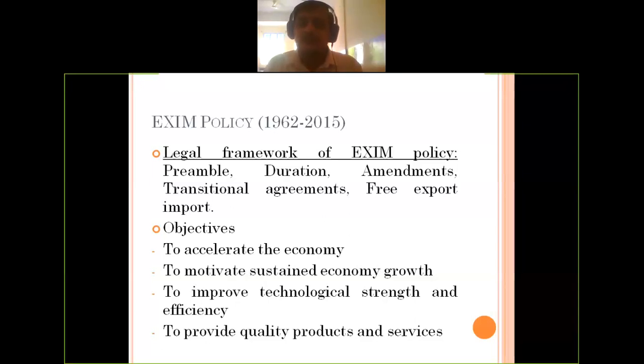The third point is to improve technological strength and efficiency. Very much true. With the help of EXIM activities, our home country companies can go for sharing their technology with the host country. Even the host country may enjoy the same technological advantage, correct? And if they have skill efficiency, labor efficiency, financial efficiency, exchange between the countries can take place very easily with the help of EXIM activities.